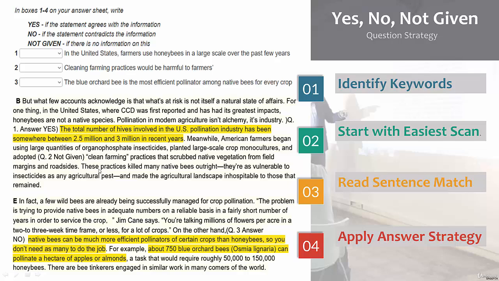And then number 3, it says the blue orchard bee is the most efficient pollinator among native bees for every crop. Now, when I look at that sentence for number 3, the language that really jumps out for me is the language every crop. Every. Because the word every is like all, always, none. It's extreme language. I know they like to play around with that language to make answers yes, no, or not given.